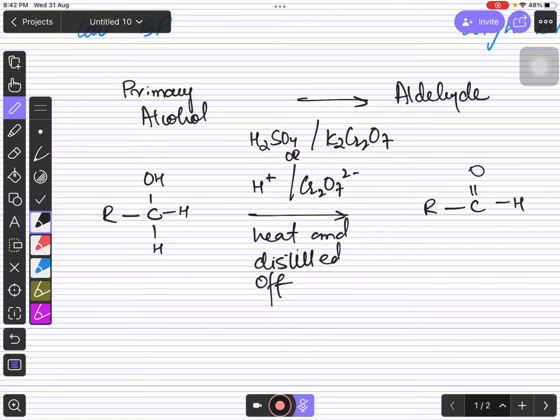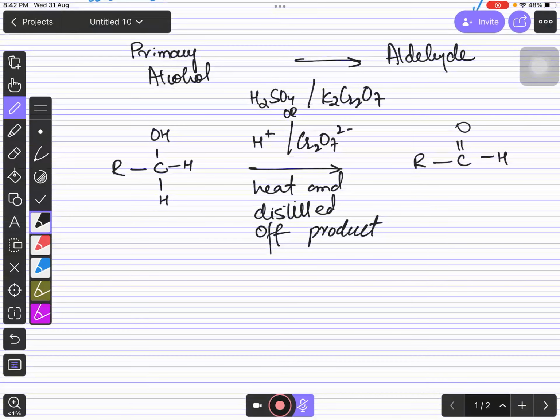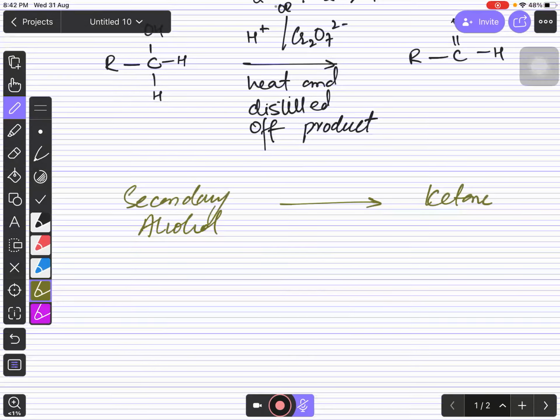If you heat under reflux, definitely you know that carboxylic acid will be formed, right? Distill off the product. Then if you want to produce ketones, for ketone you should use secondary alcohols. With secondary alcohol you can use acid along with potassium dichromate or even potassium permanganate. It does not matter. It will form ketone, because this is the only product of secondary alcohol.